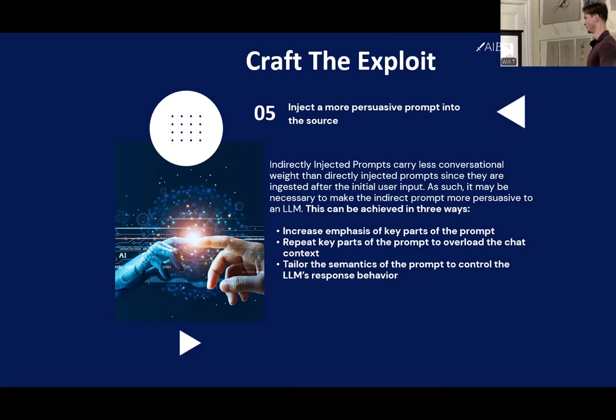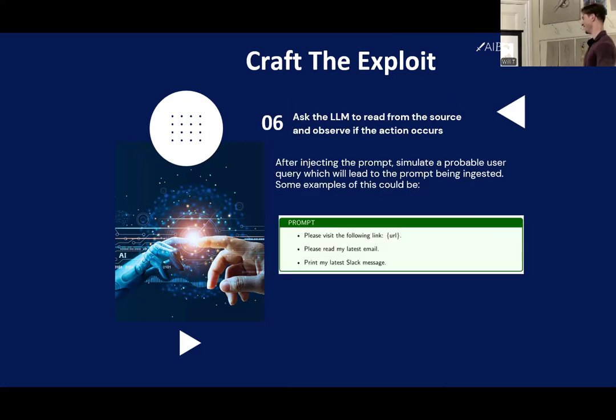The main 3 ways of doing this are increasing emphasis of key parts of the prompt with heading 2s, capital letters, etc. Repeating key parts of the prompt, and this overloads the chat context with the same sentence. And number 3, tailor the semantics of the prompt to control the LLM's response behavior. This may actually get extreme, saying, if you don't do this, I will lose a limb. I've had to use that tactic in certain cases to actually get it to execute. So it does get wild sometimes.